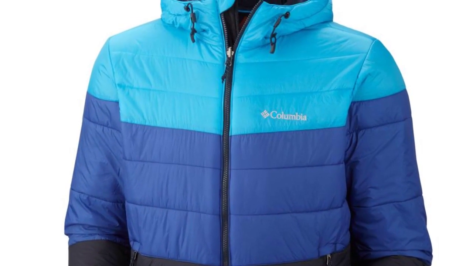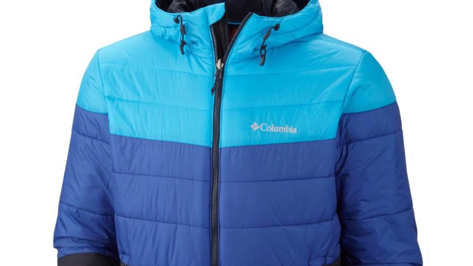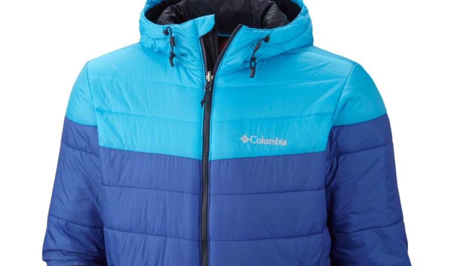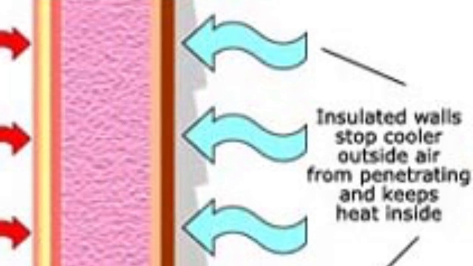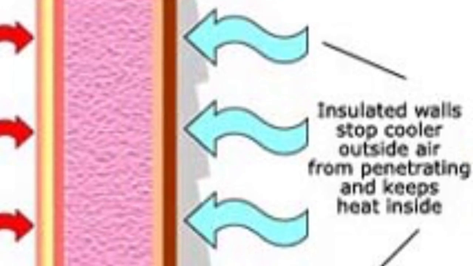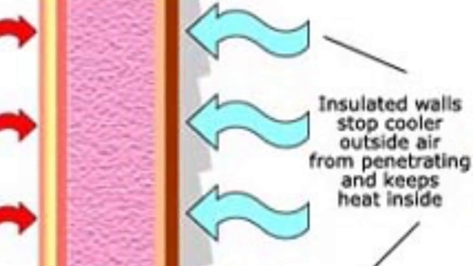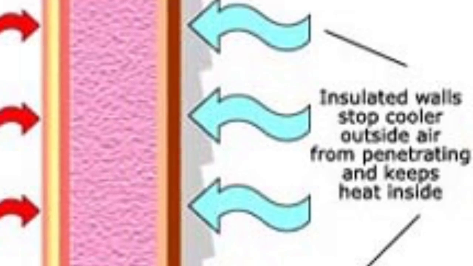Some uses of insulators are like our jackets. In the winter, we want to keep our body heat in, keep it from conducting into the outside air. We also have insulation in our walls, in our schools, in our homes to keep our heat in, in the winter. In the summer, we want to keep the heat out.